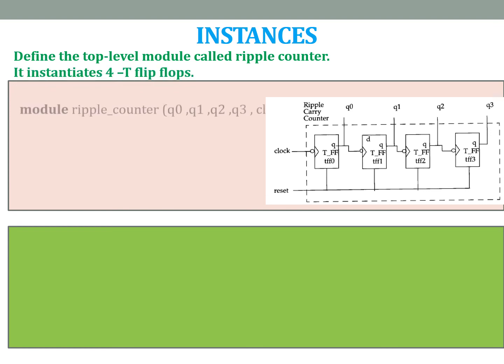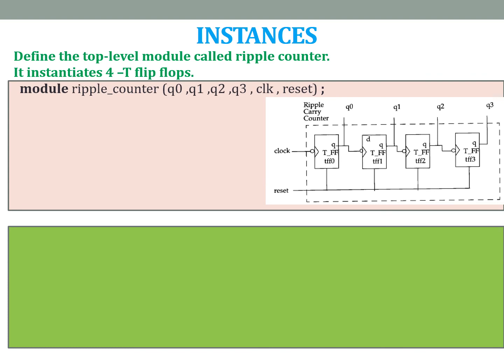So let's do the module declaration. We know we have to declare a module using the keyword module followed by the module name ripple counter, and list out the output and input variables. When we look outside this dotted line, which is the ripple carry counter module, we have 4 outputs Q0, Q1, Q2, Q3 and we have 2 inputs, clock and reset, which are listed here. The terminal list listed here has to be declared as output and input variables.